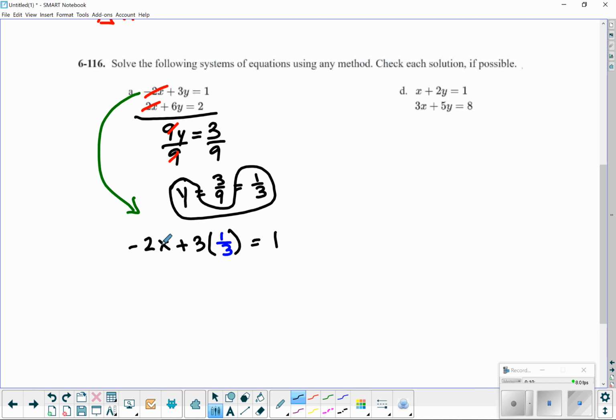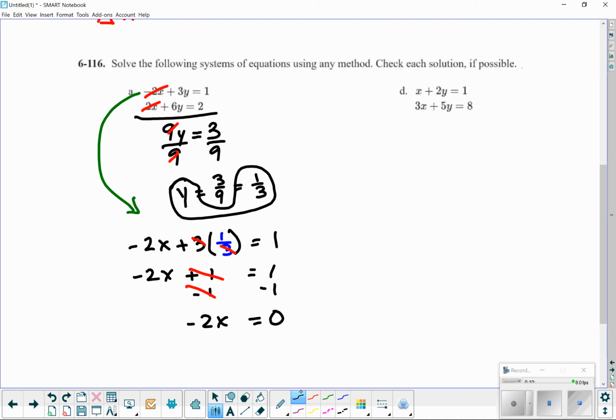Okay. So in here, I'm going to have to work out the 3 times 1/3. You can use a calculator if you want. Or if you remember anything from fractions, you can actually cancel these 3s because they're diagonal, one on the top, one on the bottom. So you will actually have negative 2x plus 1 equals 1. So we're going to go ahead and subtract 1. It's going to cancel the 1s. So we have negative 2x equals 0.